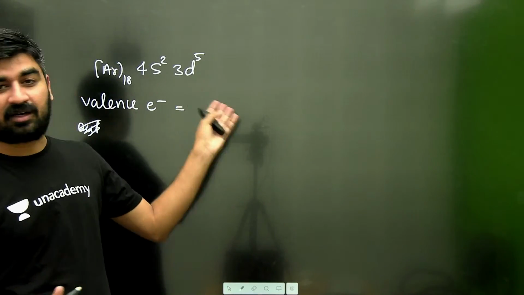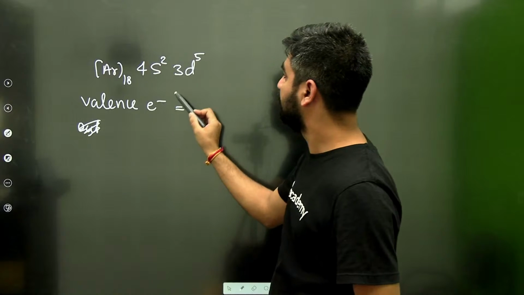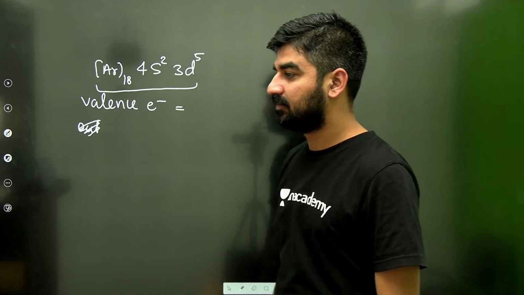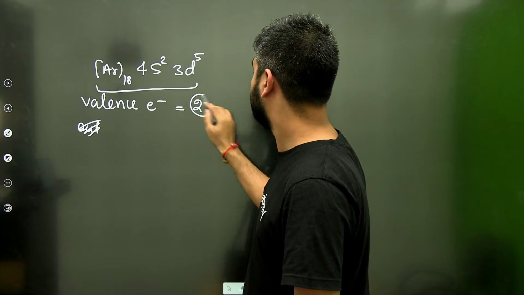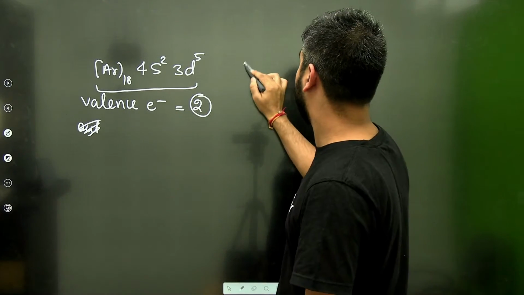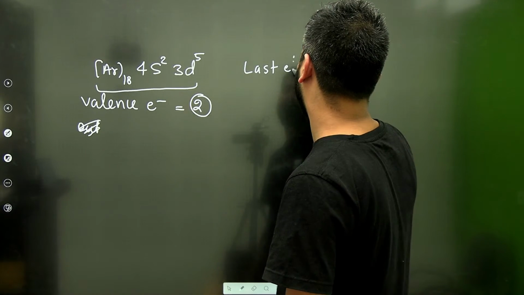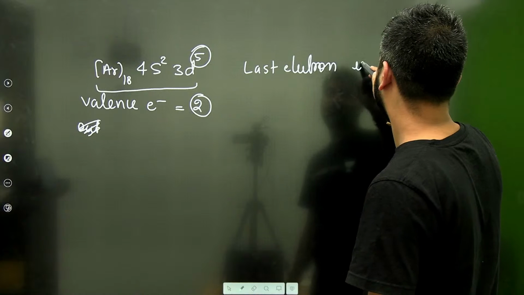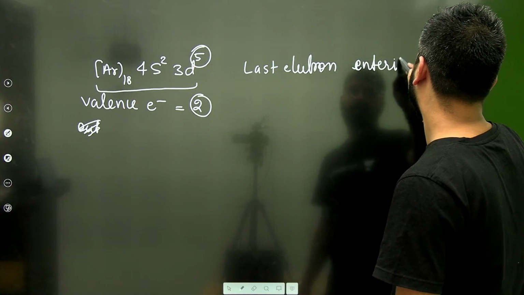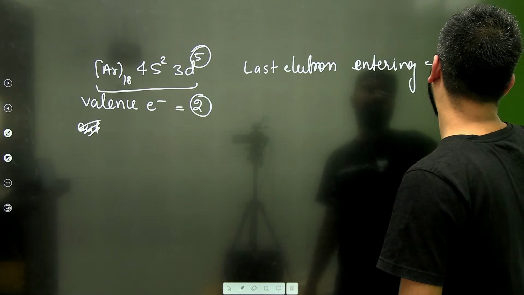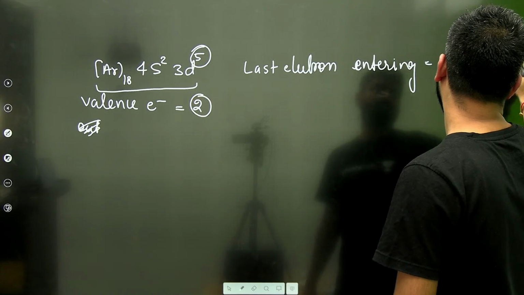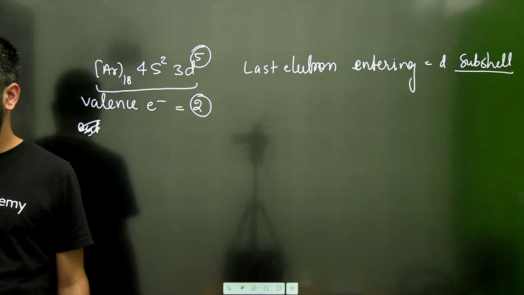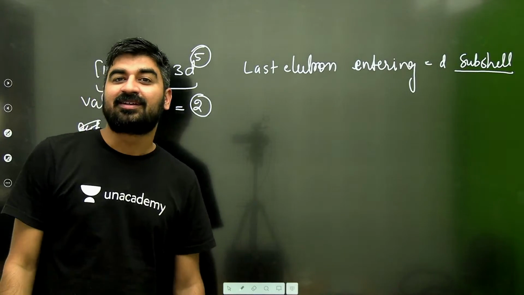So guys, just tell me the answer. How many valence electrons are there? Argon, 4s2 3d5. Yes, 2. Right? And if somebody asks you the last electron, the last electron is entering the d subshell. I hope now you got it. Topic will be surface chemistry.